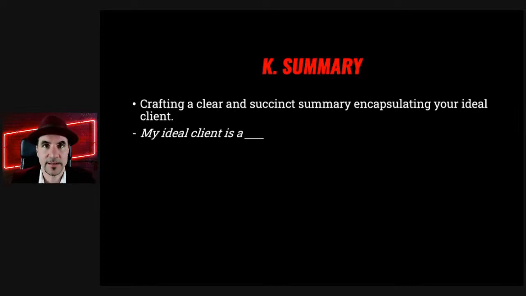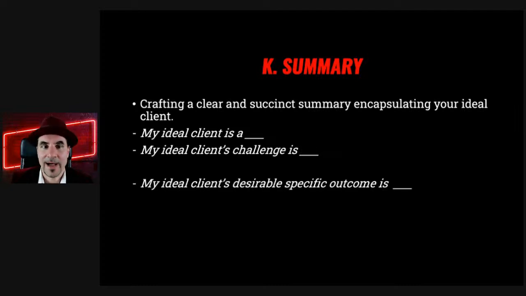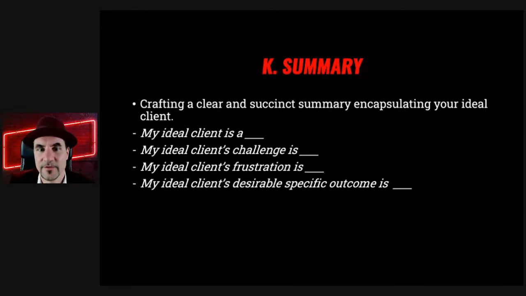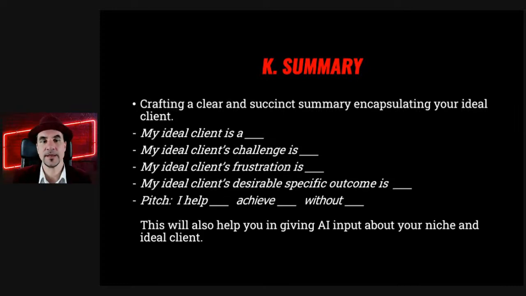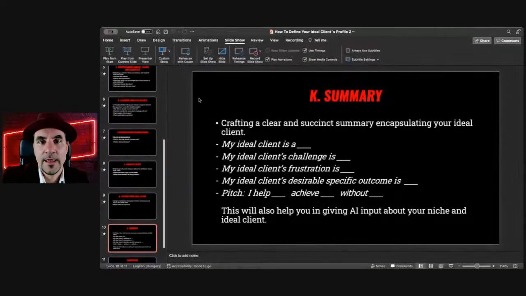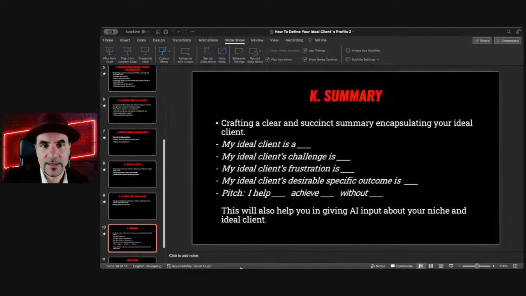So as a summary, fill in these things. Maybe take a screenshot, pause this, and write this down. You write down my ideal client is a, my ideal client's challenge is, my ideal client's desirable specific outcome is, preferably specific if you can, my ideal client frustration is, and then you can make a pitch. For instance, I help target audience achieve specific result without the frustration. With all these combinations, you can weave content and you can also create a persuasive pitch. And this will also help you in giving AI some specific input.